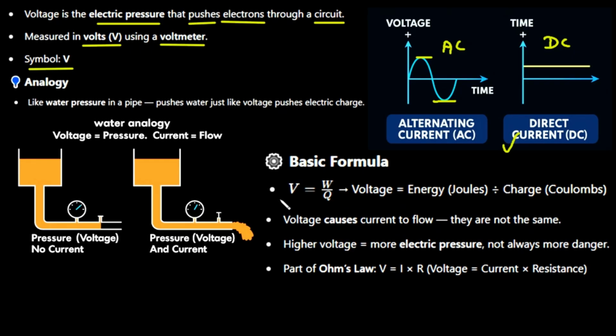It's very important to remember that voltage causes current to flow, but they are not the same thing. Just like water pressure and water flow are different, voltage and current are different. Voltage is the cause, current is the effect.